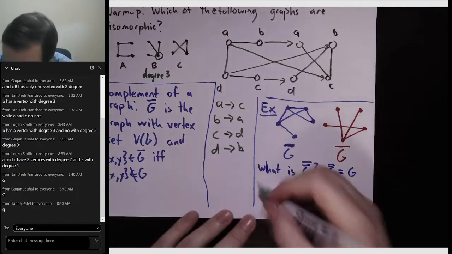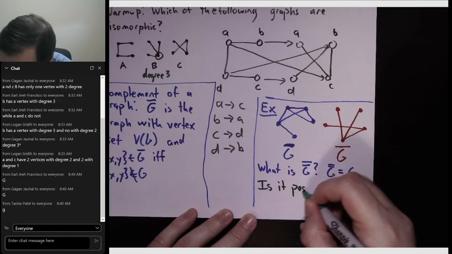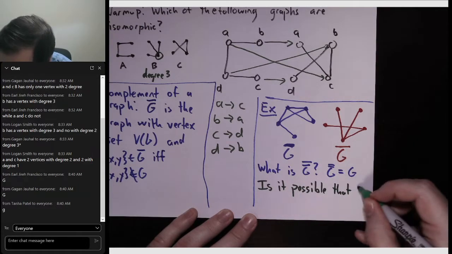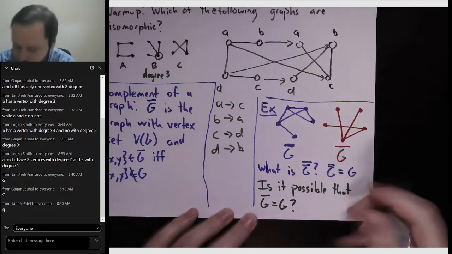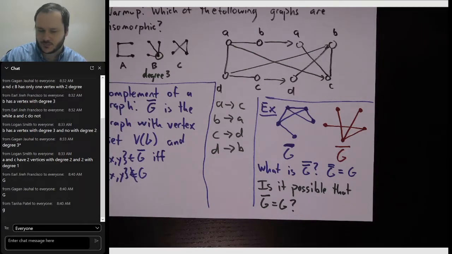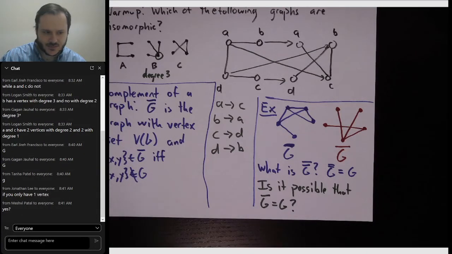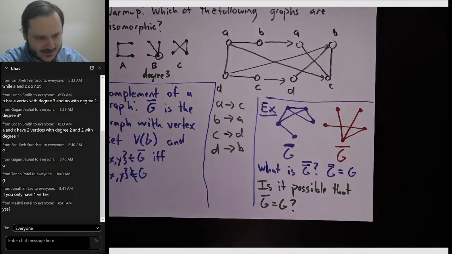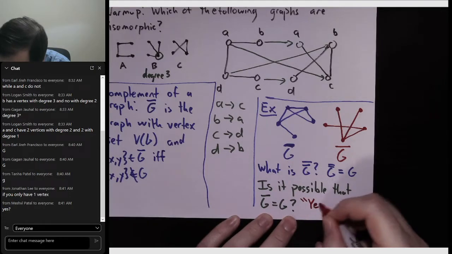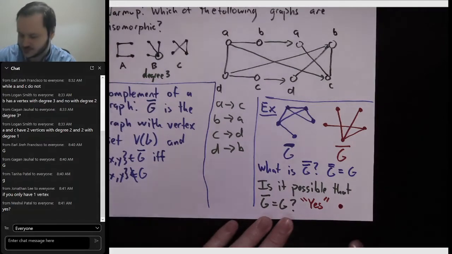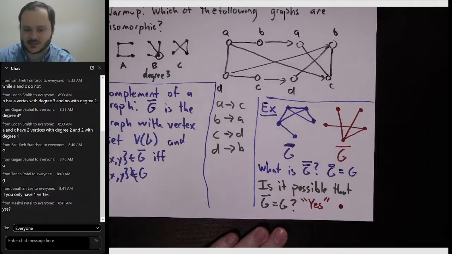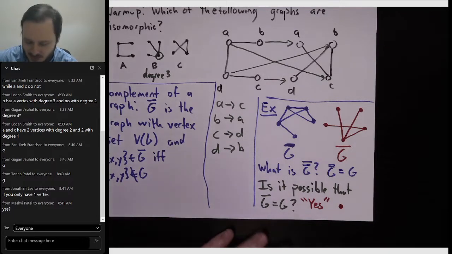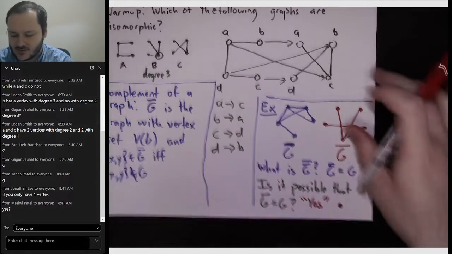Next question. Is it possible that G bar equals G? Can I take a graph, take its complement, and end up with the same graph? Ah, very nice. Jonathan Lee's got my tricky answer. This is a yes, in quotation marks, because of the single vertex. If I just have one vertex and I take its complement, I'm back at the one vertex. But let's assume I have more than one vertex.